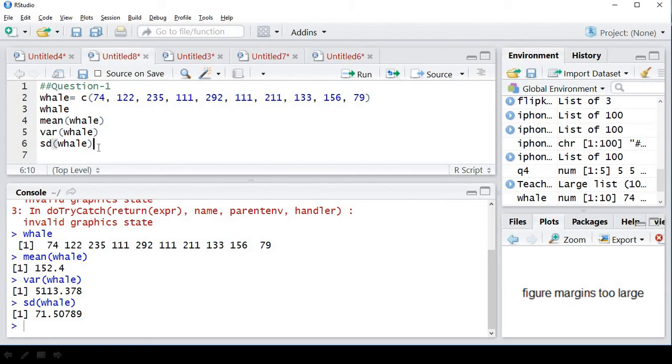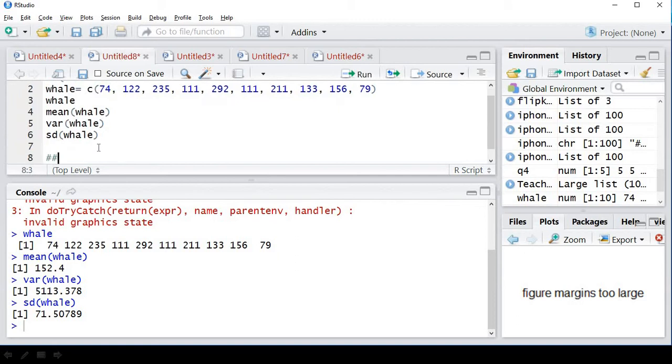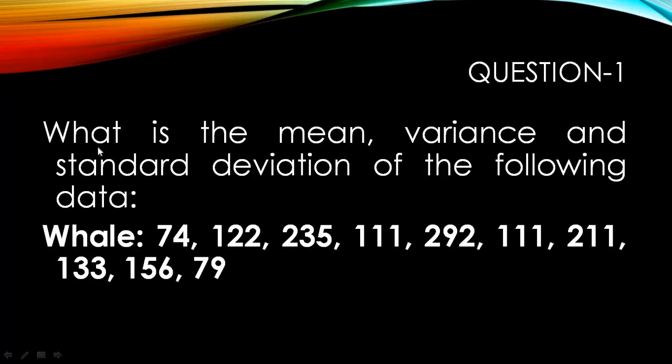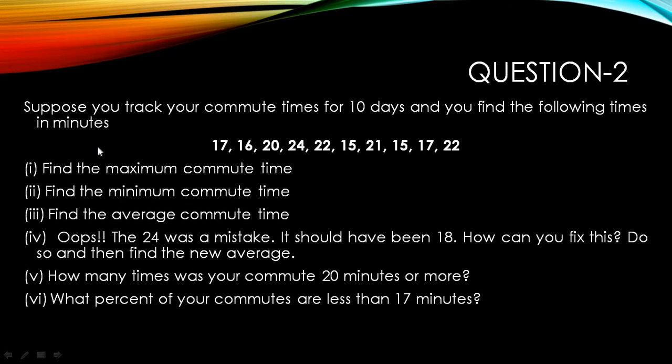Now let us move on to question 2. I will write the comment in the beginning itself, that is question 2. Let us look into the question. What is question 2? Now this is a lengthy question. Suppose you track your commute times for 10 days and you find the following times in minutes. Okay, now these are my commute times for the past 10 days.